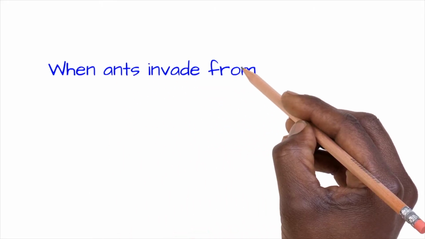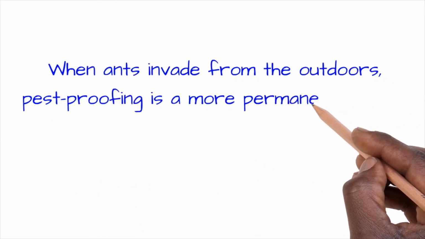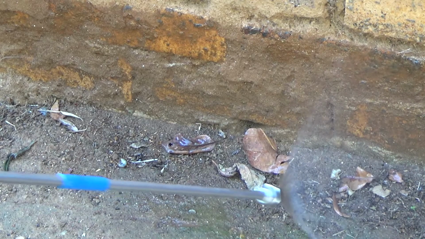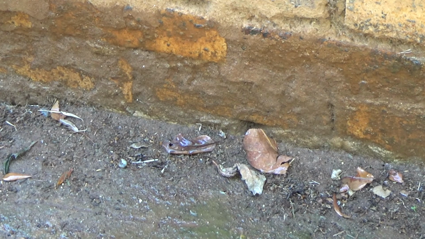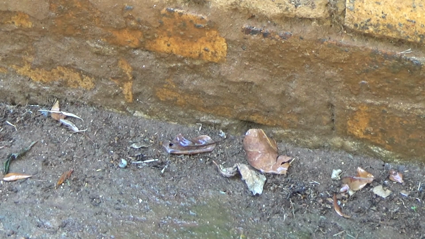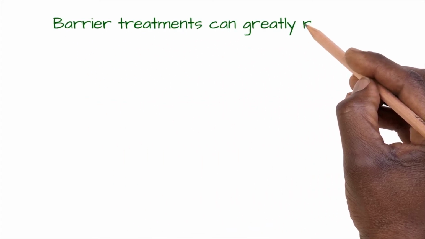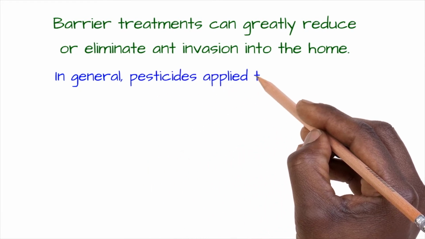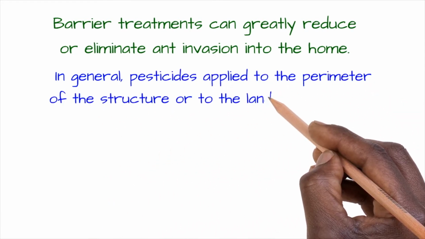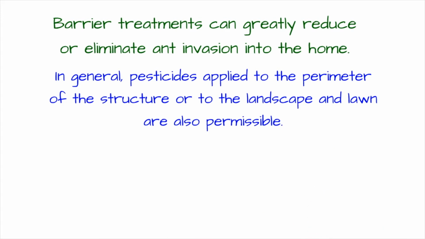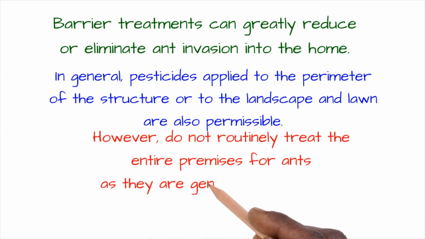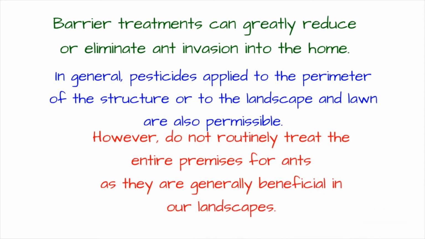When ants invade from the outdoors, pest proofing is a more permanent solution to prevent outdoor nesting ants from entering the home. Pest proofing can be supplemented with a chemical barrier if the physical exclusion methods are not as effective as needed. Barrier treatments can greatly reduce or eliminate ant invasion into the home. In general, pesticides applied to the perimeter of the structure or to the landscape and lawn are also permissible. However, do not routinely treat the entire premises for ants, as they are generally beneficial in our landscapes.